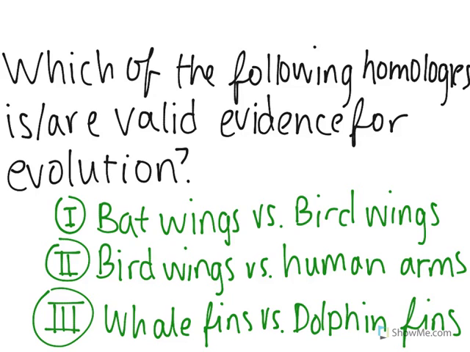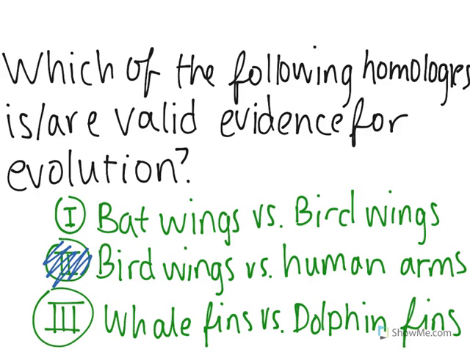So out of the following, which of the following homologies is/are valid evidence for evolution? So you have three options down below, and you can choose more than one. So out of these options, actually only one of them indicates any type of evolutionary homology, and that would be the one that seems the least common. So that would be bird wings and human arms.